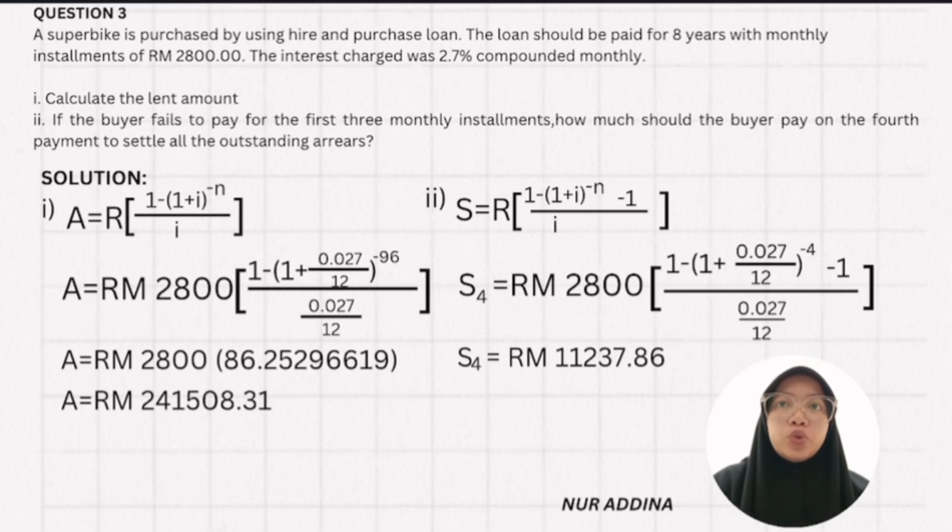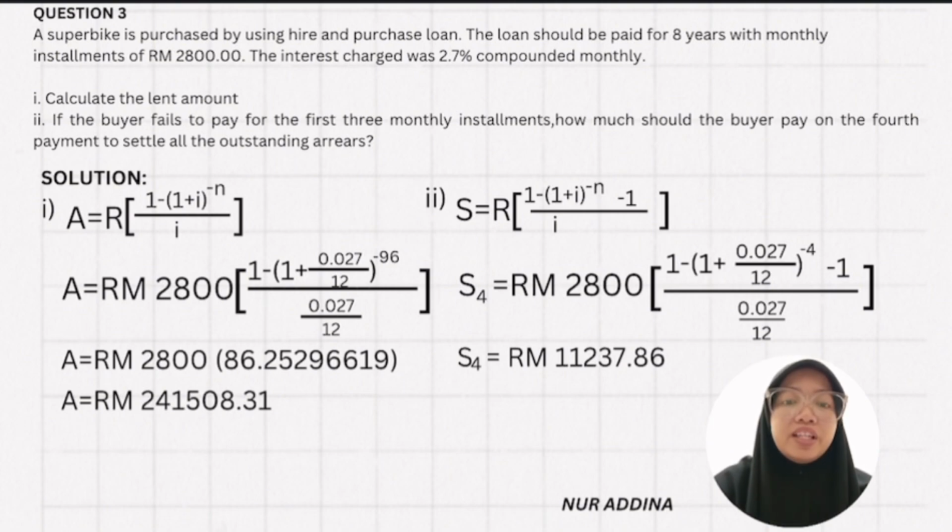divided by 0.027/12]. A equal 2,800 in bracket 86.25296.9. The answer is A equal RM241,508.31.